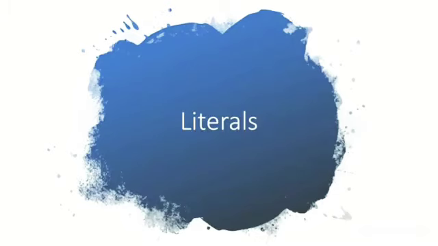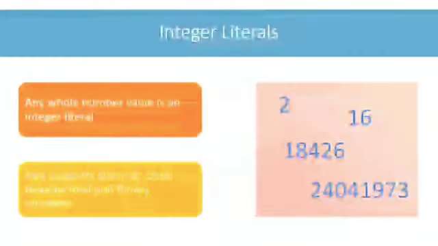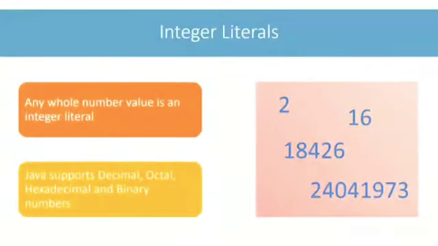I briefly touched upon literals in the code blocks and tokens lecture. Now is the time to dive deep into it. To quickly recap, any constant value which can be assigned to a variable is called a literal. Let's start by looking at integer literals. Any whole number value is an integer literal. Integer literals are the most commonly used literals in a typical program.